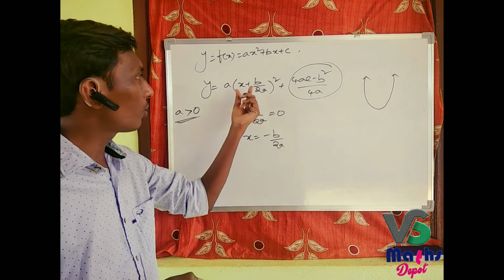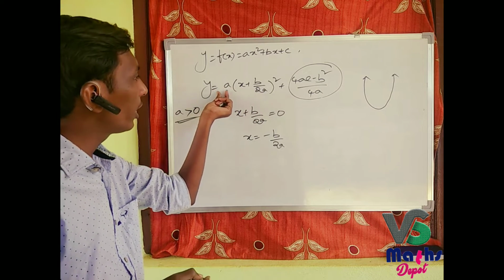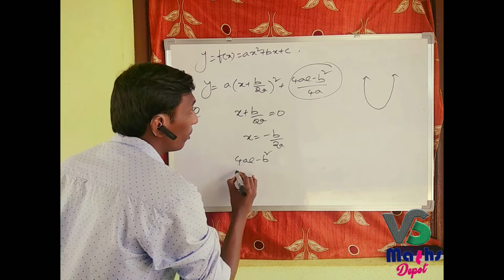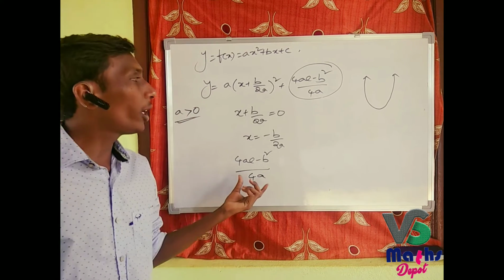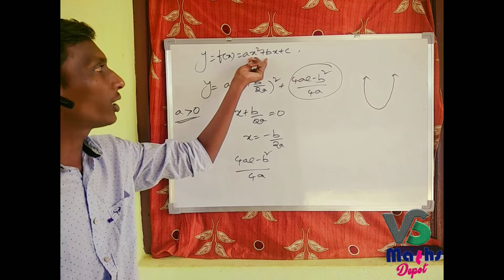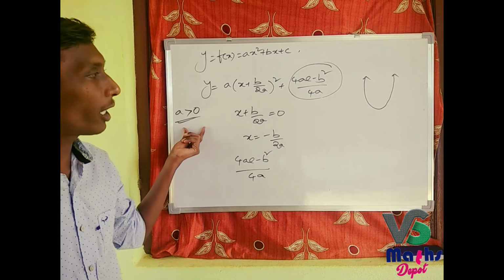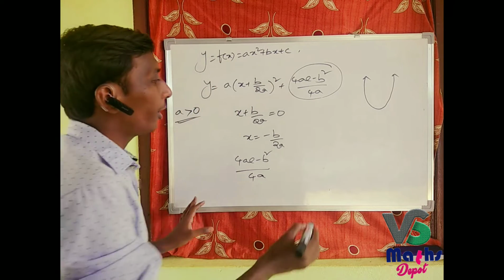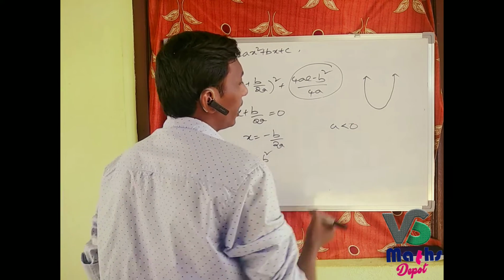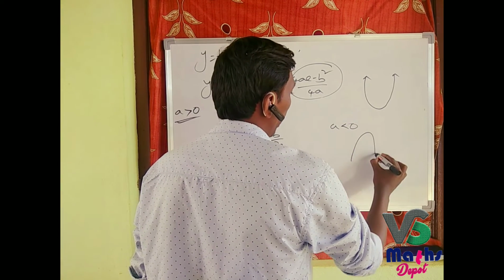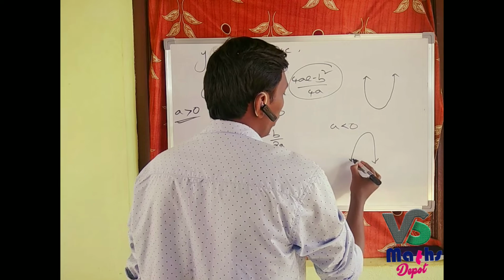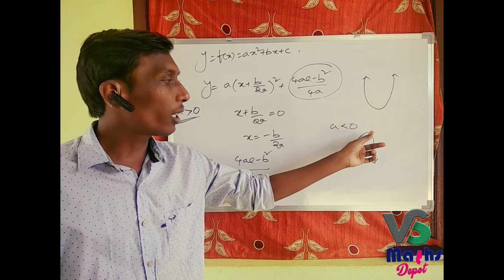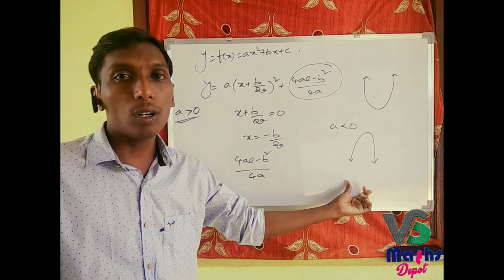Substituting x equals minus b by 2a in this equation, we get y equals 4ac minus b square by 4a. This is the minimum value of the quadratic expression ax square plus bx plus c where a is greater than 0. Now we can discuss the value of the quadratic expression when a is less than 0. When a is less than 0, the graph will be like this. Therefore, we can find the maximum value of this quadratic expression but not the minimum value.